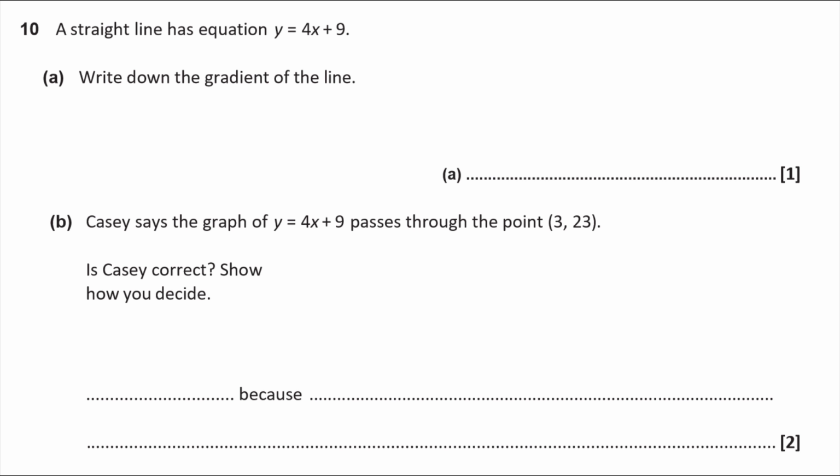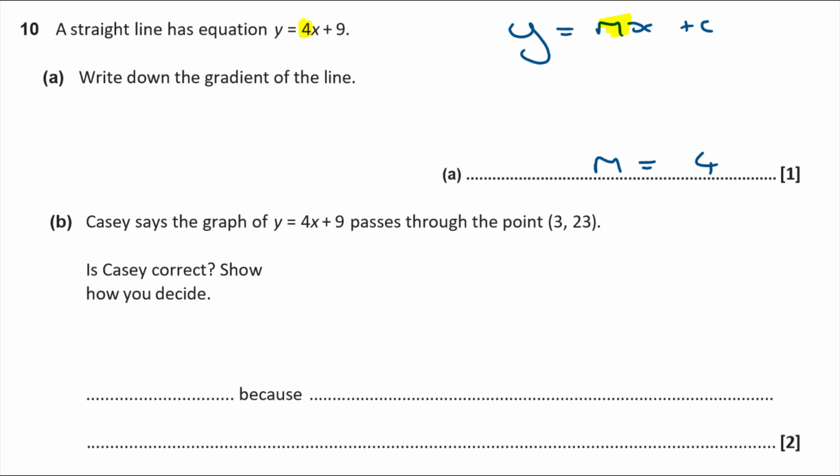Question 10. A straight line has equation y equals 4x plus 9. Write down the gradient of the line. Well, equations for straight lines are always of the form y equals mx plus c, where m is the gradient, it's the coefficient of x, and the coefficient of x here is that 4. So here my gradient m is equal to 4.